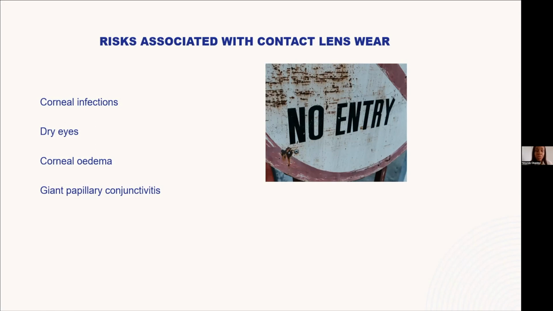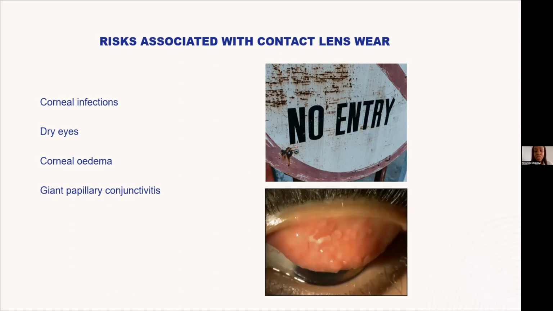But it might mean that we have to alter the wear time, reduce the time that people wear lenses for. Another complication of contact lens wear is giant papillary conjunctivitis. We call this GPC, and this is an allergic reaction to deposits or proteins on the surface of the contact lens. These lenses, as I said, you can keep them for years and years, and they're not disposable, so you can get an allergic reaction that manifests as bumps underneath the lid.